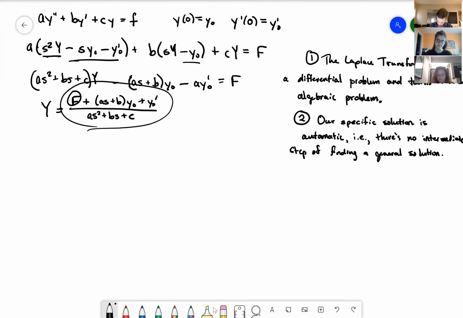Now, returning to problem number 1, once we have capital Y, how do we get little y? That's the thing that we really want. And I'll say in general, this is a hard thing to do. It's a difficult thing to do.